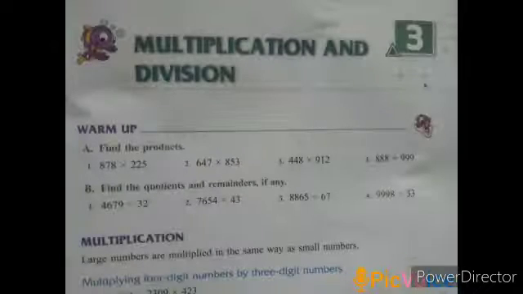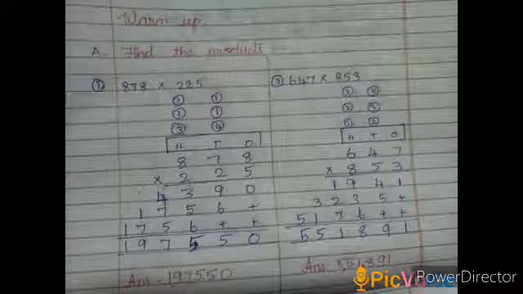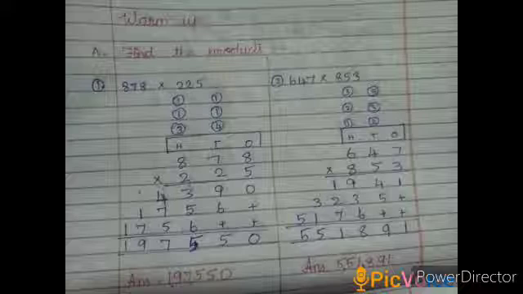Unit 3, the first one is the warm-up section. In that, first A, find the products. Let me explain the sums and then we'll go to exercise 1. First sum is 878 multiplied by 225. See children, we are going to do the multiplication of a 3-digit number by a 3-digit number. This we learnt already in the 4th standard.